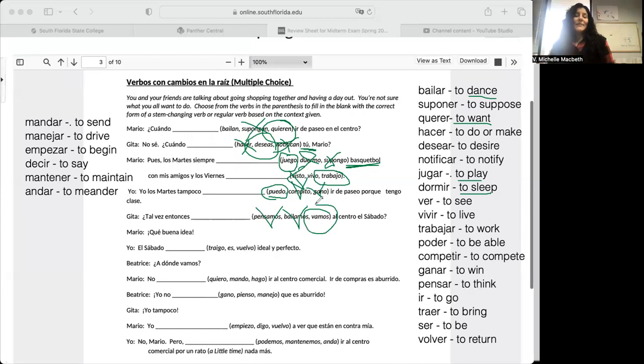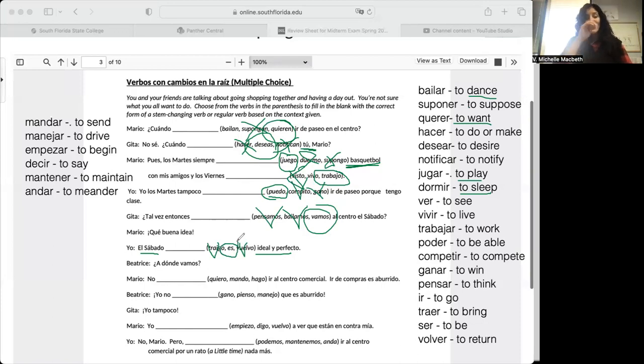So then he says, qué buena idea, ¿no? El sábado, and then we have, traigo, vuelvo, ideal y perfecto. So they're agreeing on the day, right? And they're saying, oh, it's perfect. So would we say we bring perfect, we return perfect, or it is perfect? We're probably going to say it is perfect, right? We can't bring anything to a hang. I mean, not in this sense. We can't bring ideal and perfect. We can't return ideal and perfect in this sense, but it can be ideal and perfect. So that one is the most likely.